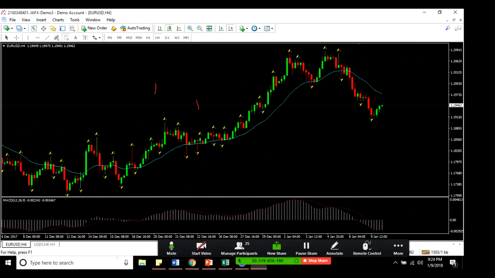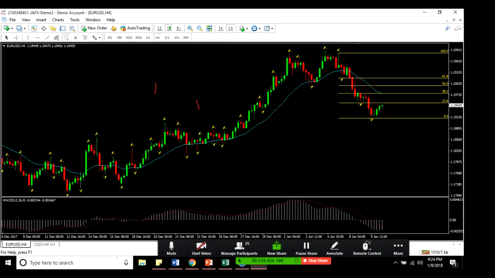So you take your fib tool, and I'm going to fib from this arrow right here, from that swing point down to the lowest swing point. And I'm going to let the market retrace in between the 50 and anywhere above the 50, but below the 100, you can look for an entry. Look for it to enter, okay?